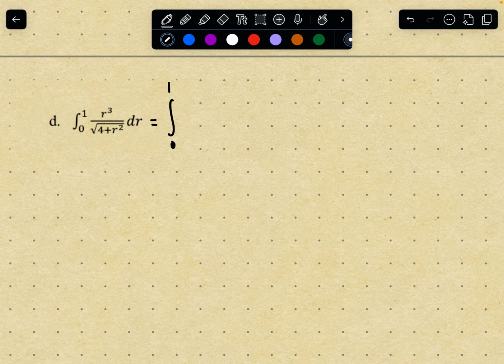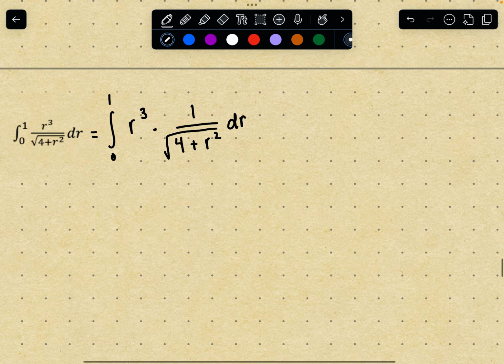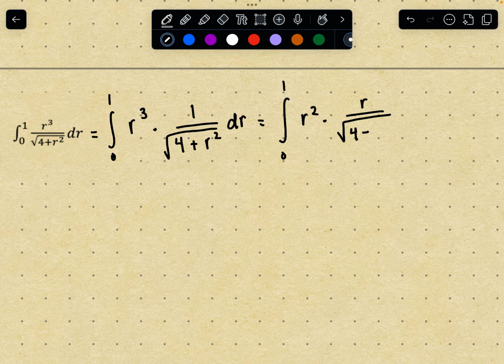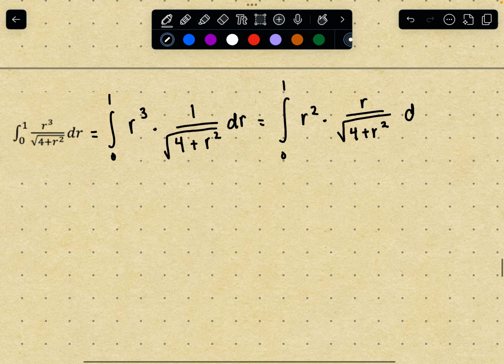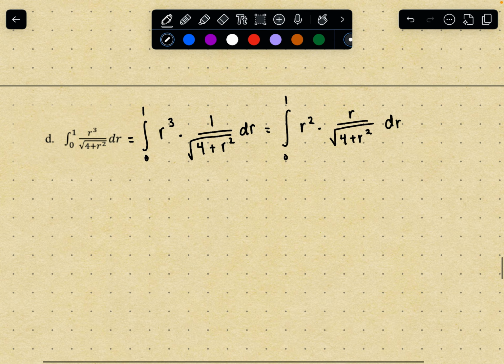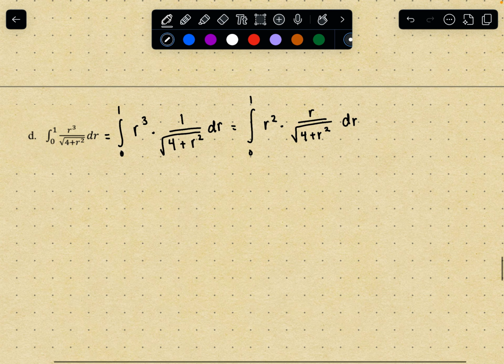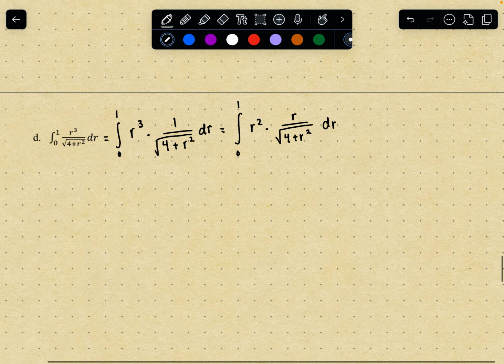So first things first, this is a fraction. We should write it so it looks like a product. Okay? Awesome. I'm actually going to go one step further and write it like this. I'm going to write r squared times r over square root of 4 plus r squared. Now, if you're like, Meg, I would never think to do that, honestly, neither would I. Let's just do the problem and just get it over with, okay? The reason we do this is because if we only kept it like this, it's going to get ugly really fast.